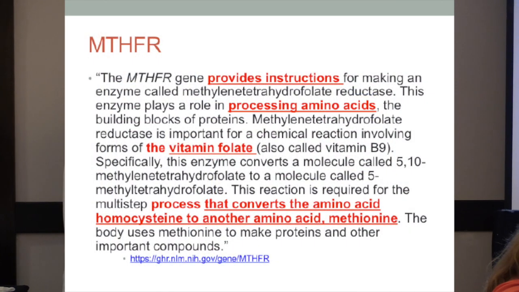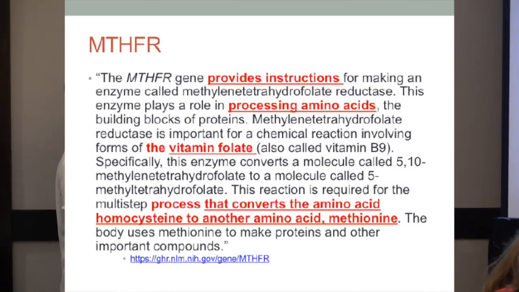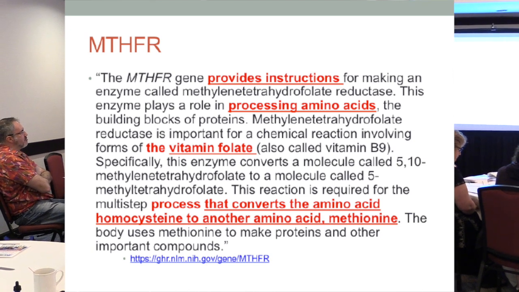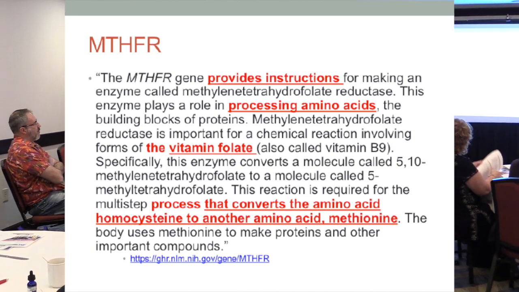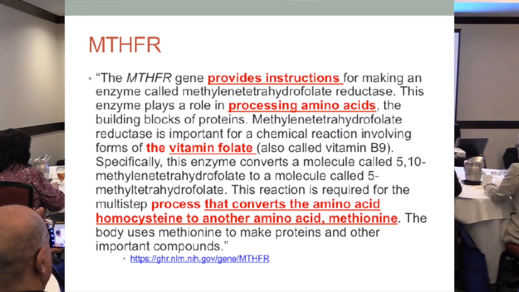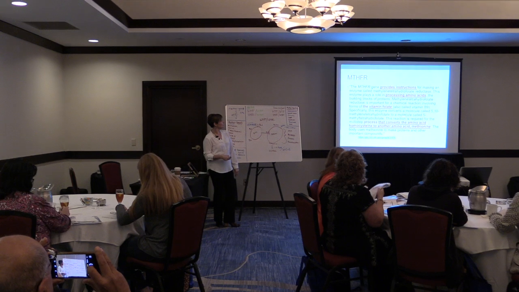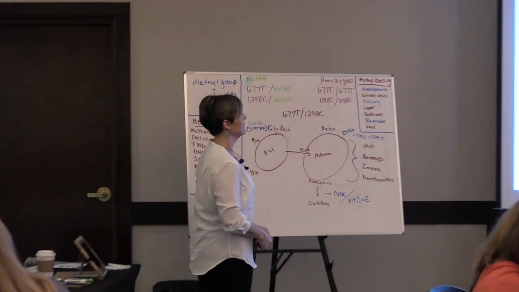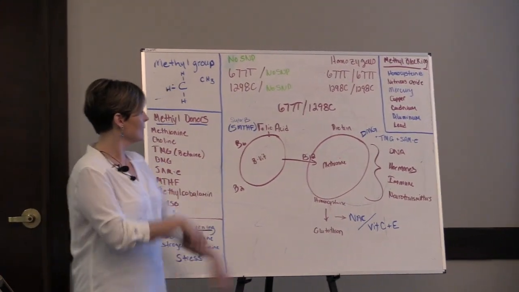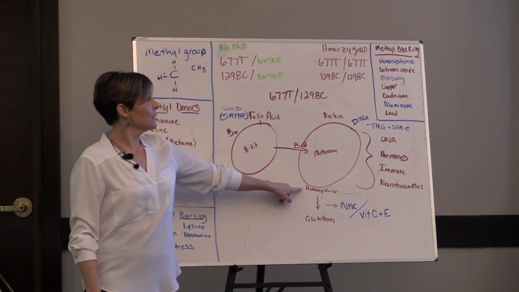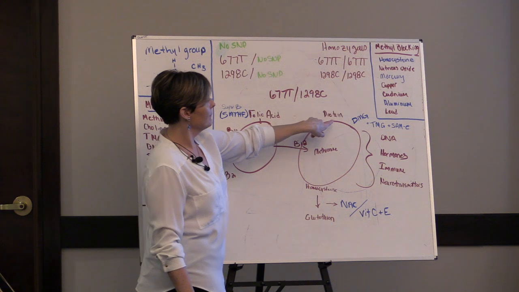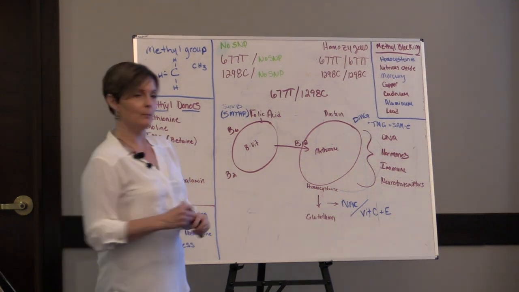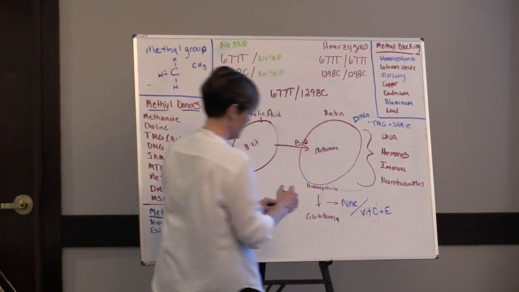So the MTHFR gene provides those instructions, which plays a role in processing amino acids. Methylene tetrahydrofolate reductase is an important chemical for reactions involving the vitamin cycle, that's this side. Specifically the enzyme converts the molecule methylene tetrahydrofolate to the molecule methyl tetrahydrofolate, which is affected by your MTHFR mutation. When that happens, it can't do that. The process converts the amino acid homocysteine, which is right here, to another amino acid, which it can recycle up, or it can recycle down and become glutathione. If you took a picture of the board before I corrected this, you have the wrong spelling on glutathione.